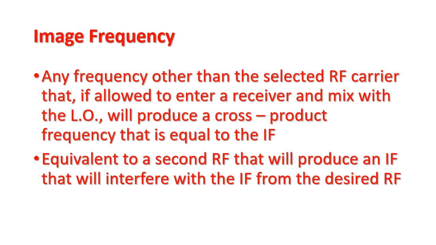Image frequency. Any frequency other than the selected RF carrier that, if allowed to enter a receiver and mix with the local oscillator, will produce a cross-product frequency that is equal to the intermediate frequency. This is equivalent to a second RF that will produce an IF that will interfere with the IF from the desired RF.